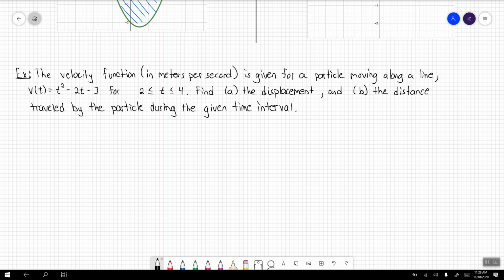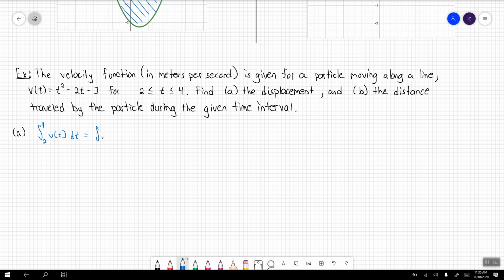So for part A, to answer the question, if we want to find displacement, that means we just need to integrate the velocity function for the given time interval between 2 and 4.